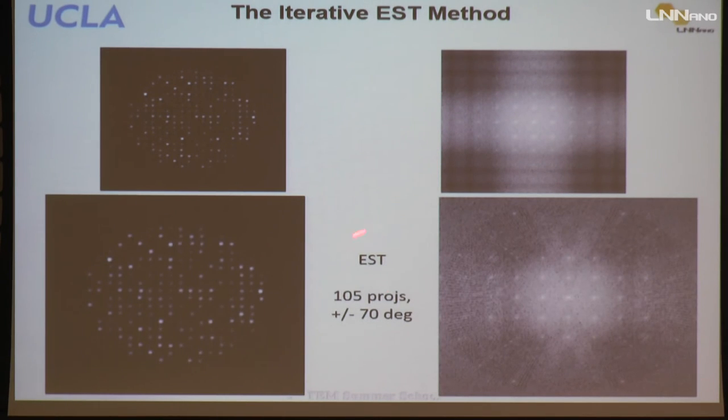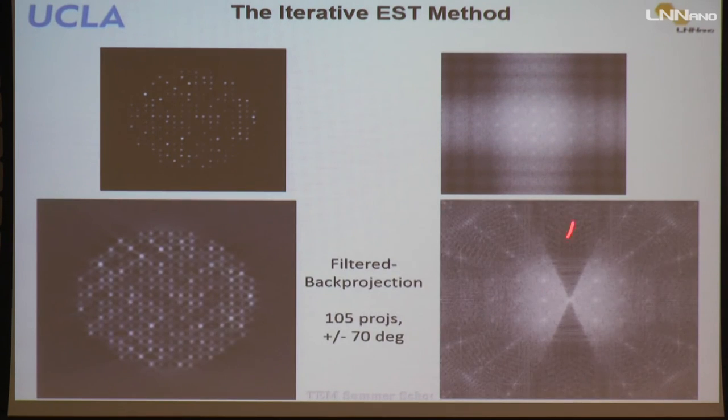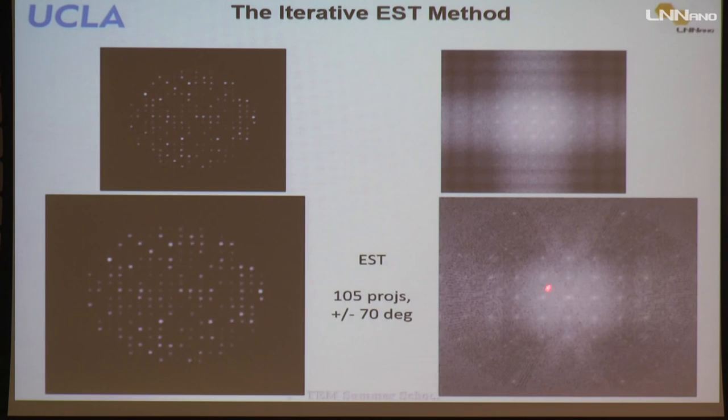Now the EST method. If we try EST, we run the iterative process. Now you can see, this should be the missing wedge, this part and this part, originally missing. But during the iterative process, you can see some information is recovered. These high frequency ones are still missing. EST cannot recover 100%, but it is much better than just the filtered back projection method. This part is just empty, but at least we retrieved some information during the iterative process.